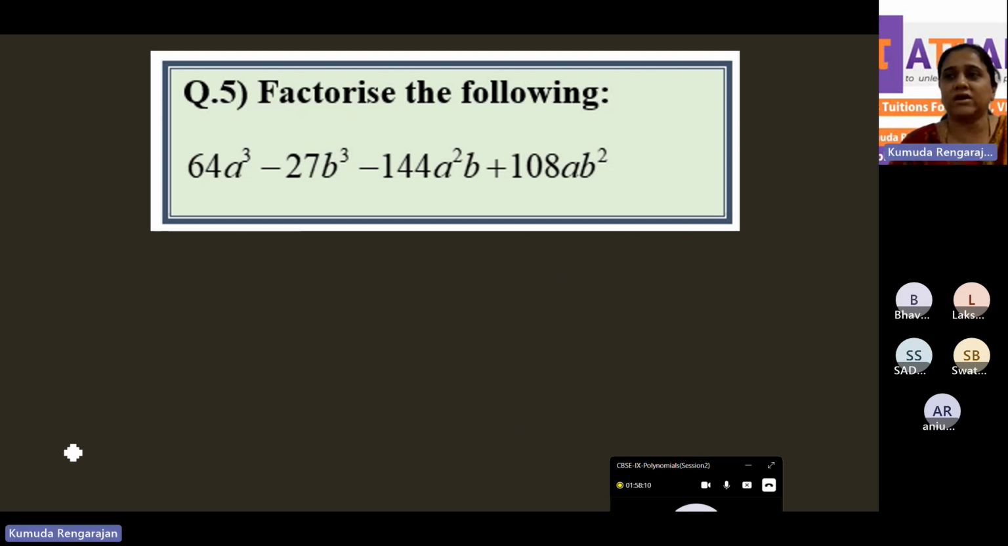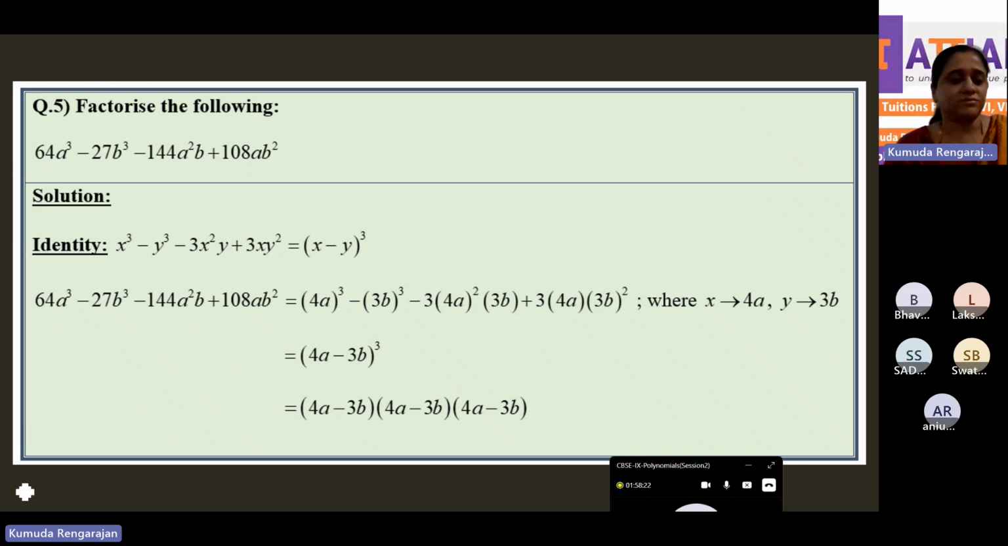I erased it. Oh, I wrote A square instead of writing A square B, I wrote A B square. Is it? Okay, sorry. It's A square B. I cleared the slide. A square B. Okay. That's what it is. So once it is in that form, the answer is x minus y the whole cube. 4a minus 3b the whole cube, and write it 3 times.